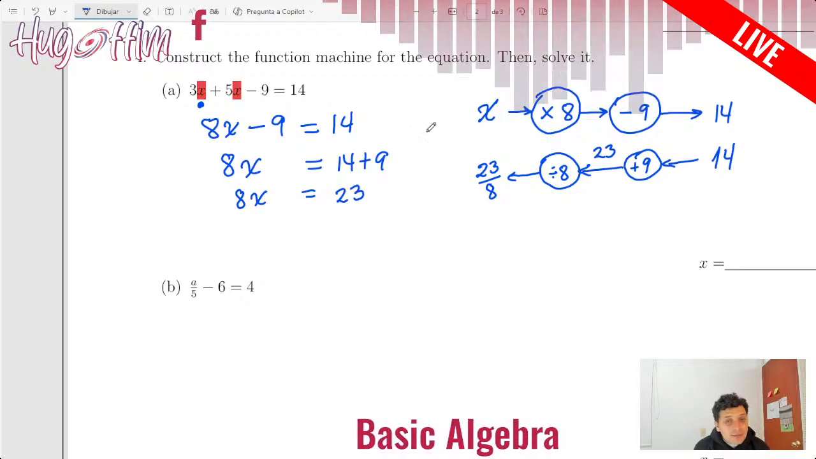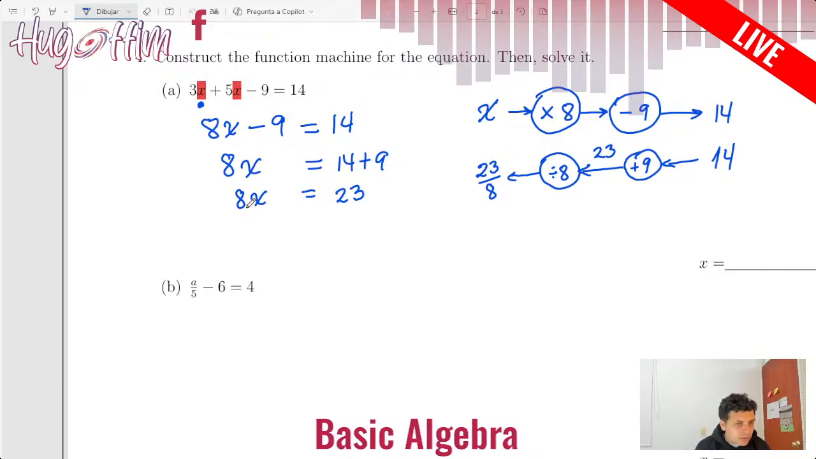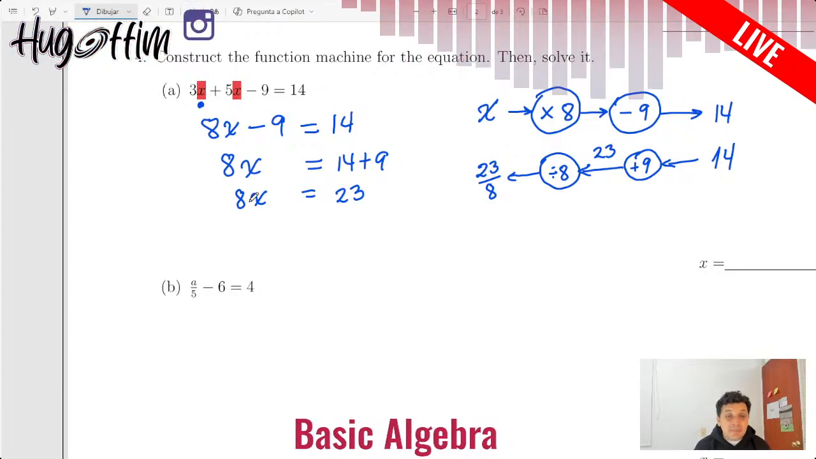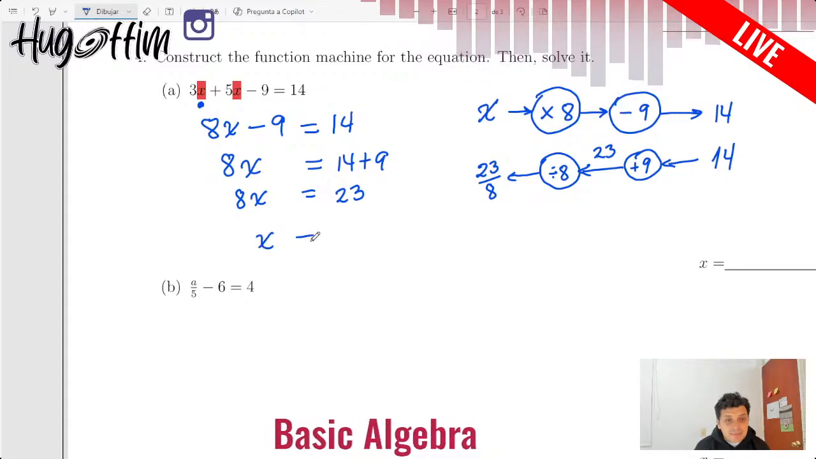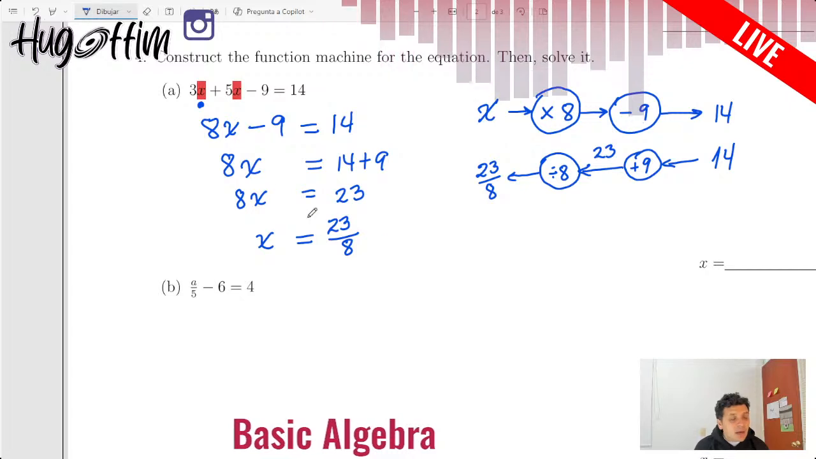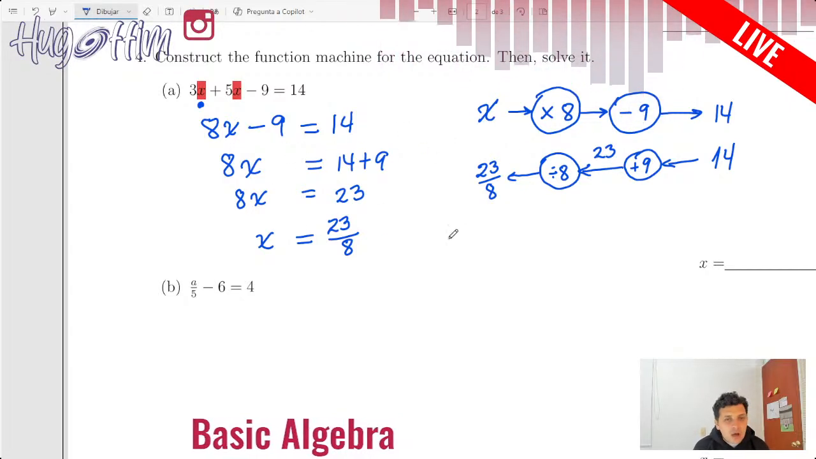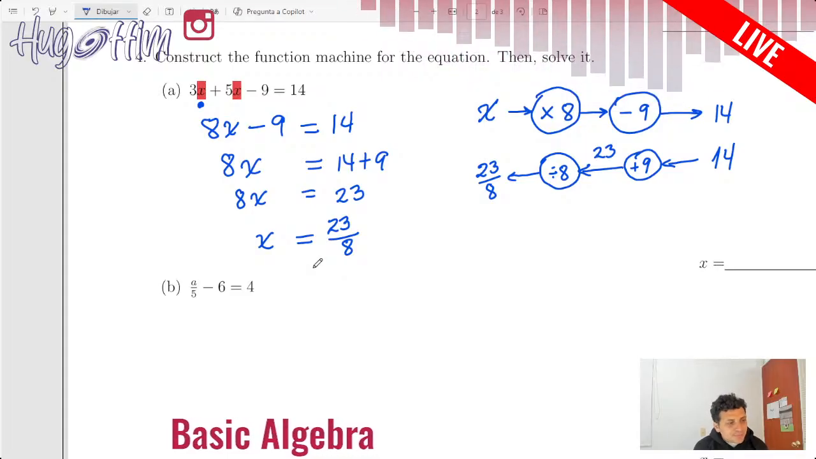Now, by observing my function machine, I know that this 8 is multiplying x. So by applying the inverse operation, I can get x. It will be 23 over 8. This is how we can do it, the same idea with a different representation of applying the inverse operation.